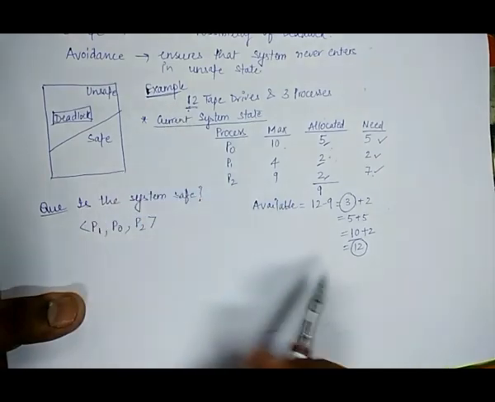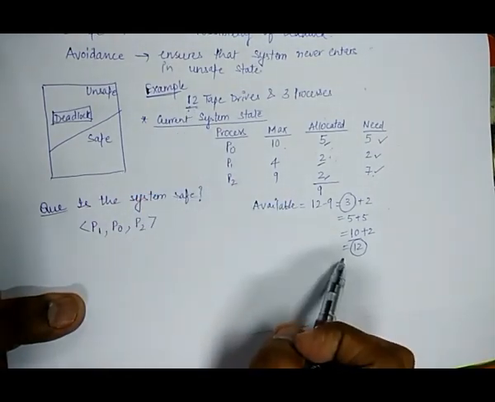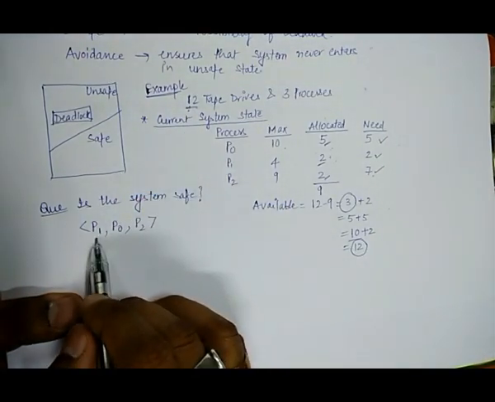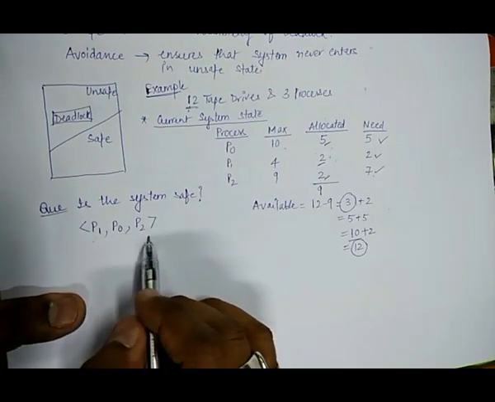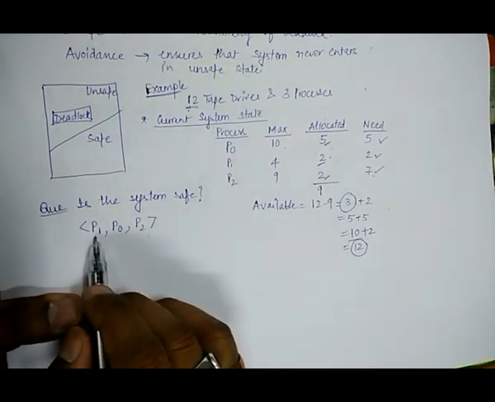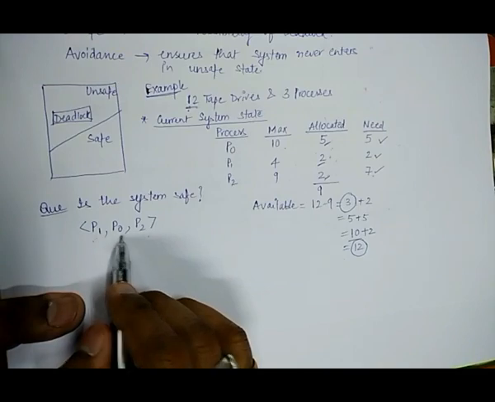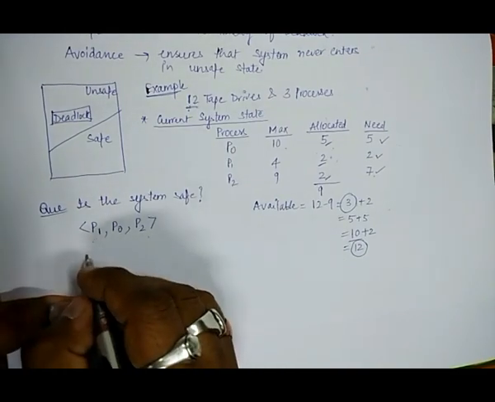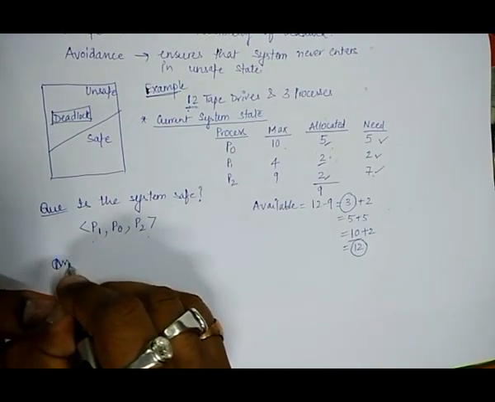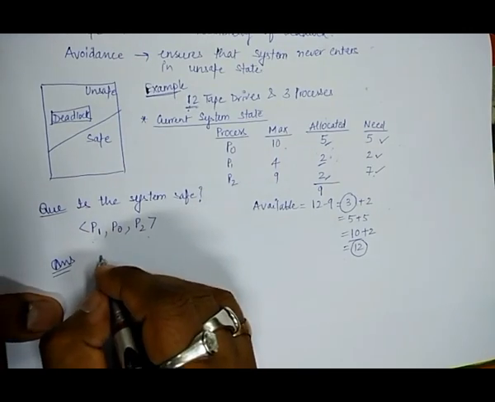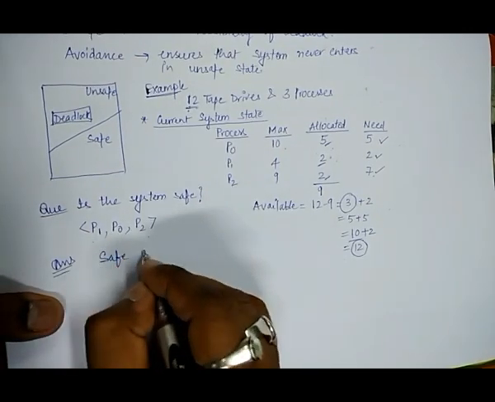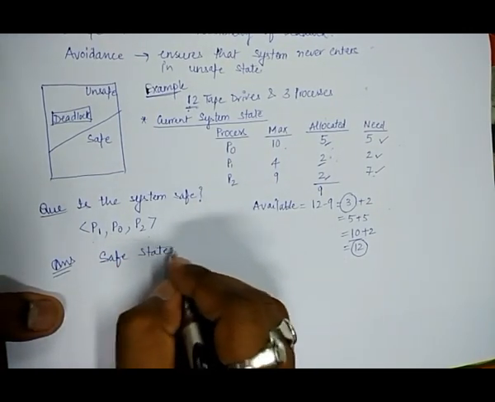Okay, this is how we can verify our answer. So we are getting the safe sequence P1, P0 and P2. So as we are getting the safe sequence P1, P0 and P2, our system is in safe state. So answer will be safe state. So this state is safe.